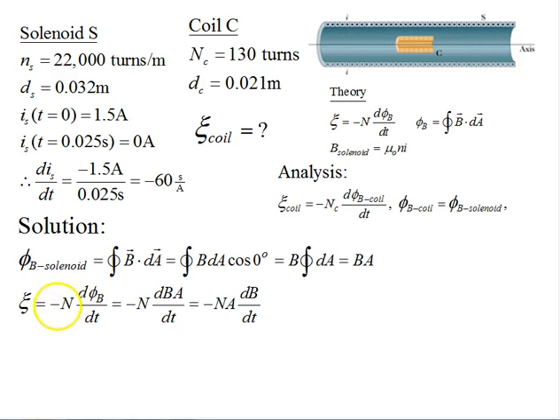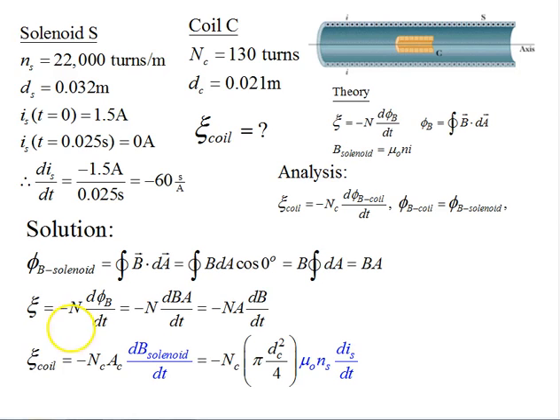So our EMF, if we expand that theory, the only thing changing with time is the magnetic field. So we get area times the rate that the magnetic field changes with time, dB dt. And then we can specify for our coil, our N is the number of turns in the coil, times the area of the coil, and since it's at the coil, it's the rate that the solenoid magnetic field that it's producing is changing with time.